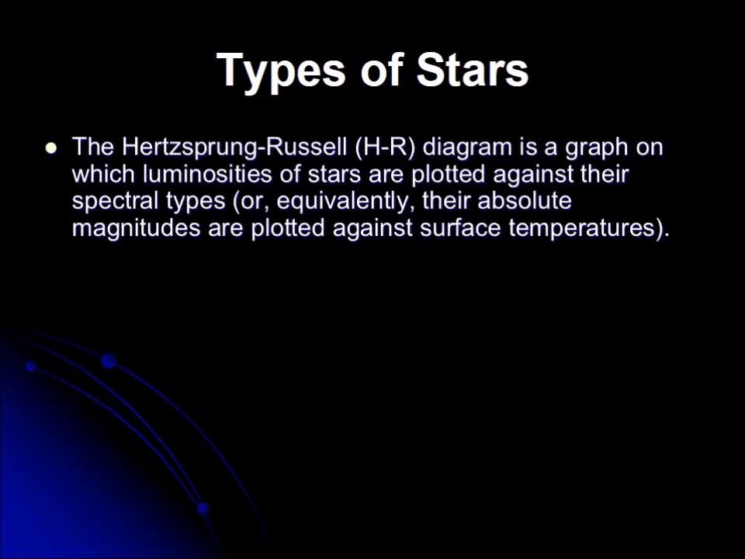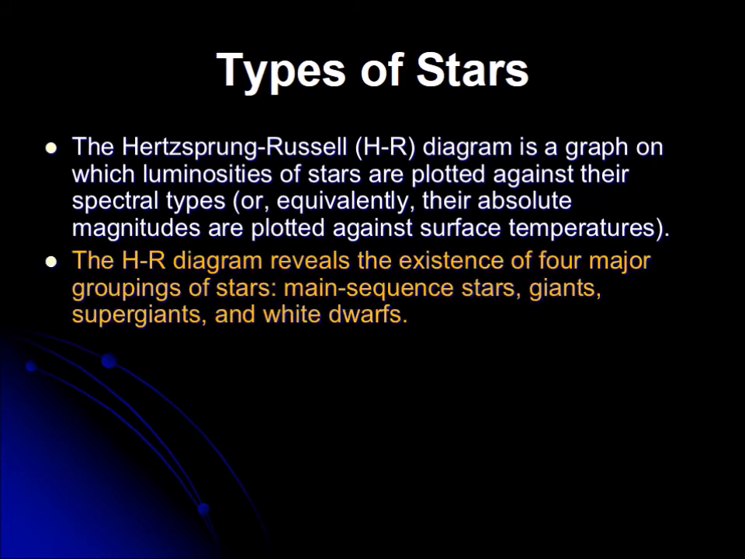We talk about the H-R diagram, Hertzsprung-Russell diagram, which is a plot of luminosity or brightness against spectral type or temperature. And by plotting stars in this diagram, we learned that there are different types of stars. We call them main sequence stars, like our sun, giants, supergiants, or white dwarfs.